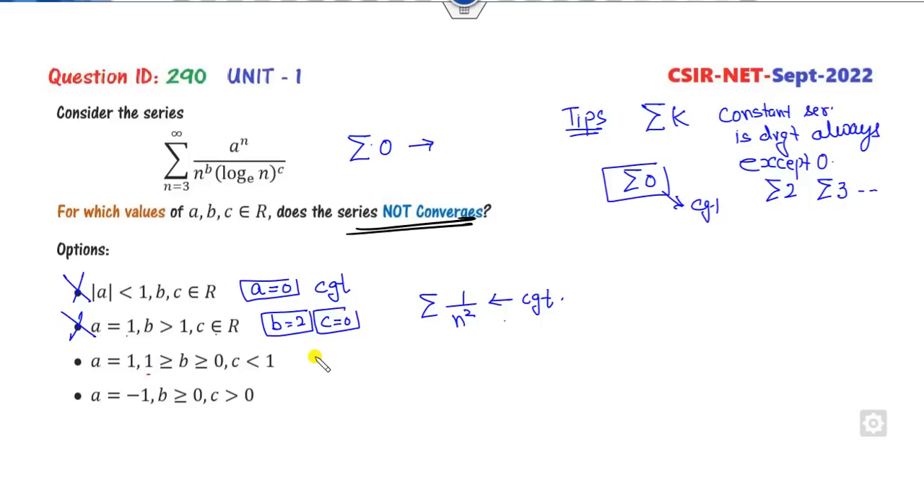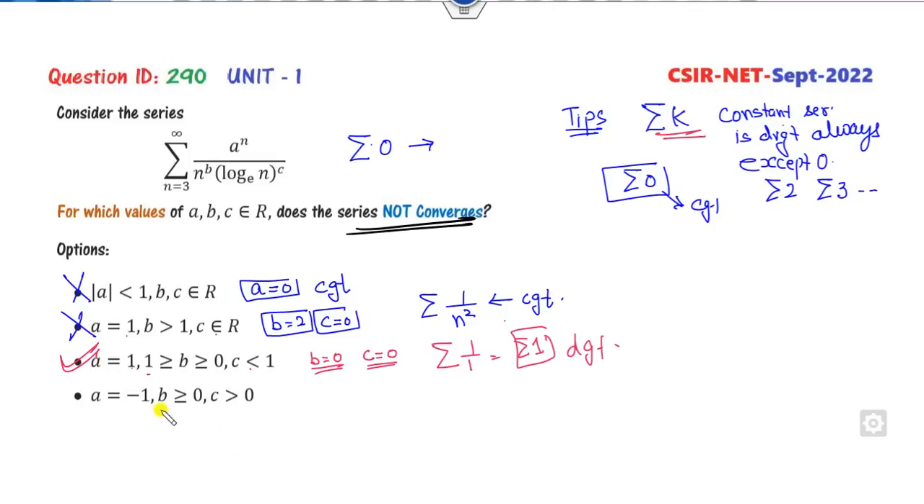B lies between here, so I can simply take B as 0. C can be any number which is less than 1, so I can take C also as 0. So what is my series? A is 1, anything to the power 1 is 1. So my series is 1, which is a constant series. Every constant series except 0 is divergent. So this is the right answer.